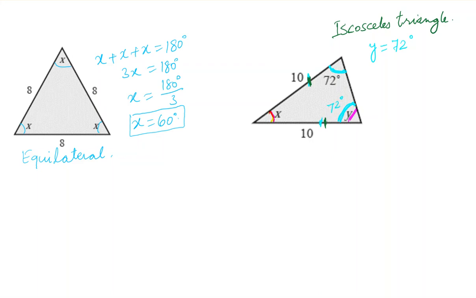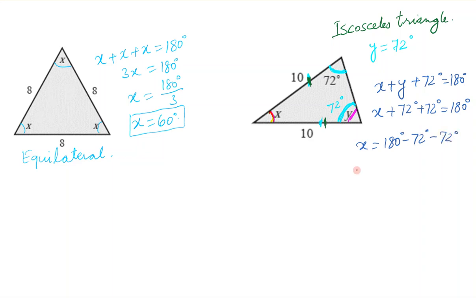So we know two angles, and we can figure out the third missing angle. Now we use our angle sum property. Using the angle sum property, x plus y plus 72 degrees is equal to 180 degrees. x we don't know, y is also 72 degrees, plus 72 degrees, equals 180 degrees. So we get x is equal to 180 minus 72 minus 72, which in turn gives us x equal to 36 degrees.